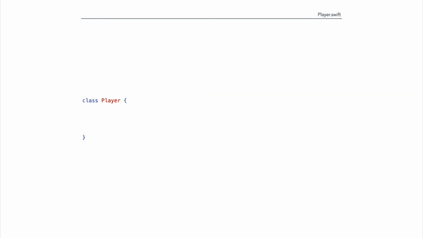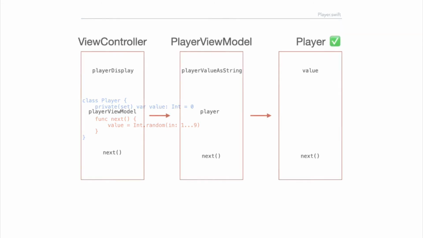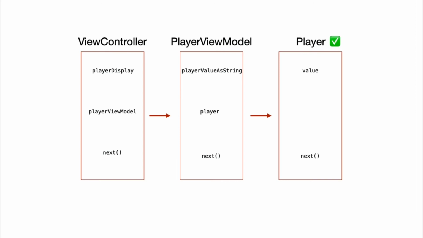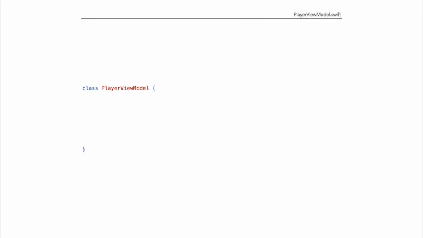So let's create Player. Player is a class. Player is going to hold on to its value, which is an int. Only Player can change the value of the int. We made it privately settable but publicly readable. And we moved the implementation of the next method inside, and so that value is a new random number between 1 and 9. And so next will set that, and so we feel pretty good about ourselves. We have created Player. Let's work our way upstream, and let's create the PlayerViewModel.